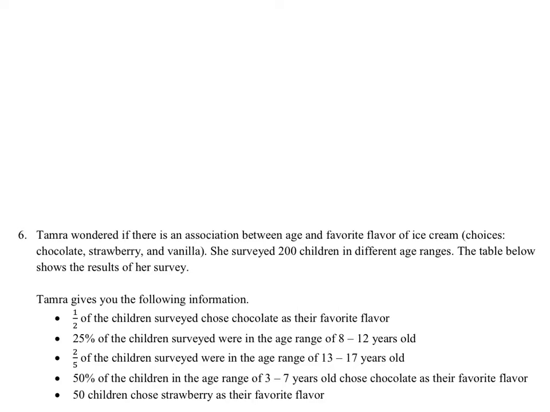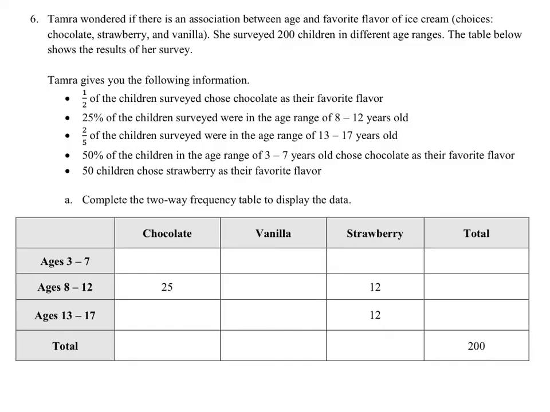All right, that's plenty of information to complete the table up in here. And they already told us up here that she surveyed 200 children, which they also put down there in the table, 200 total children. So let's go through these and figure out what we can fill in up here. So to start off, it says half of the children surveyed chose chocolate as their favorite flavor. So that's the total number of children who like chocolate, and there were 200 total. We're going to cut that in half. Bam, 100 children choose chocolate as their favorite flavor.